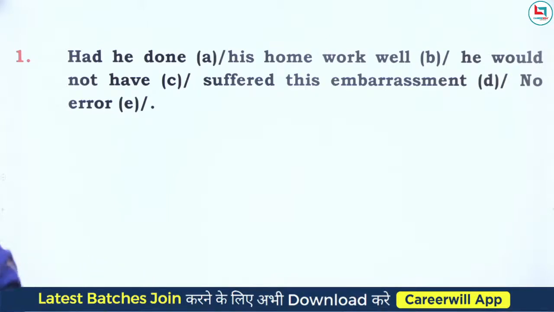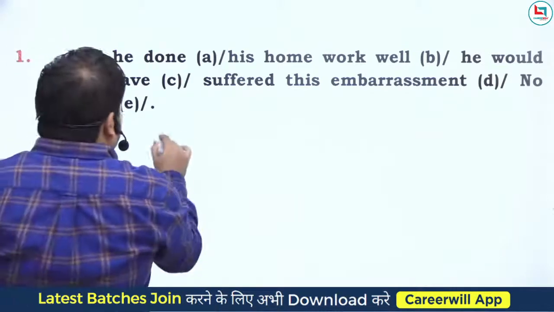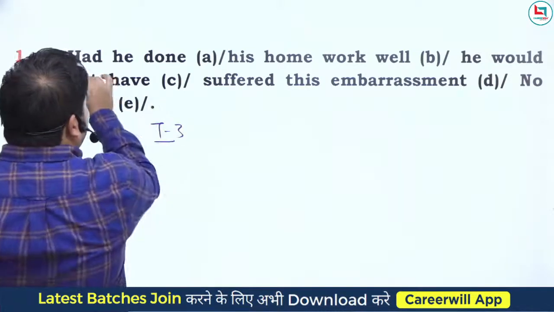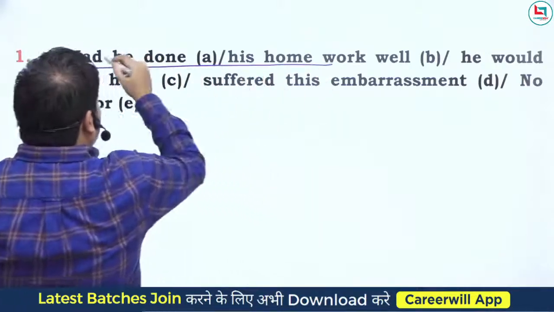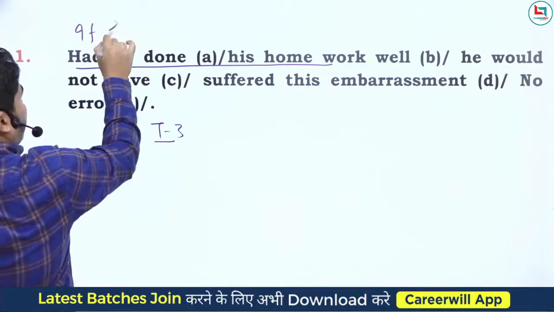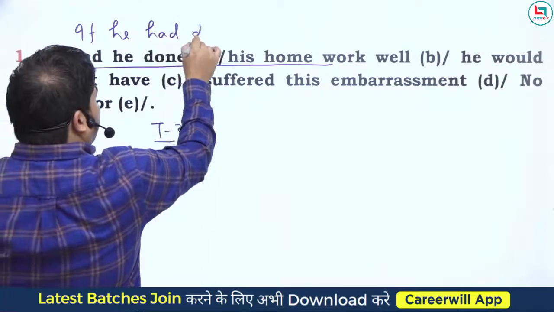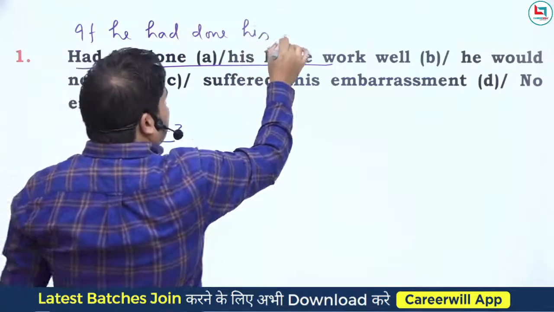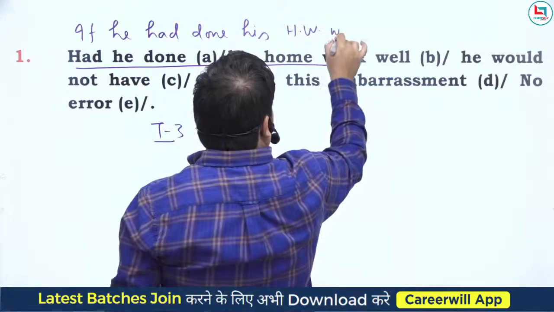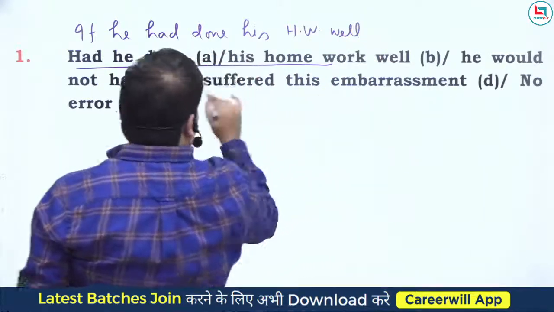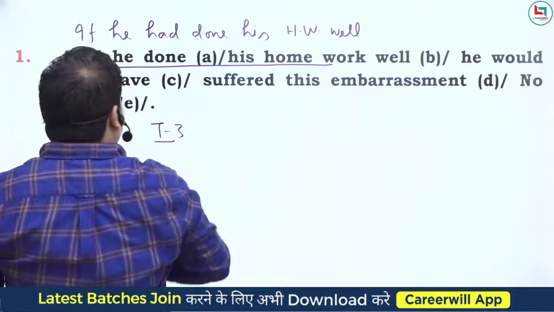Yes, the first one is, had he done his homework well, he would not have suffered this embarrassment. How will you correct it? Is there any problem? This is type 3, and had he done his homework well, this can also be written in this form. If he had done his homework well, he would not have suffered, right? Standard structure, no error at all.